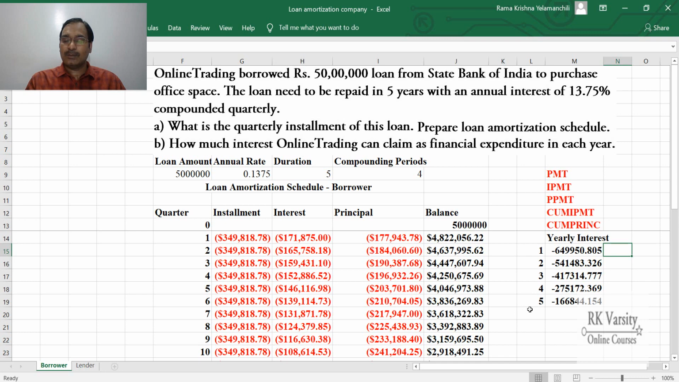So this is how, from your company perspective, you can calculate the loan amortization schedule as well as the interest payments during a loan term period.